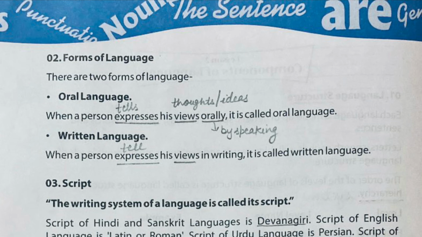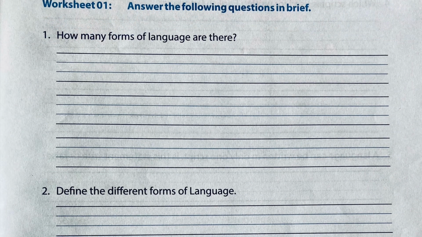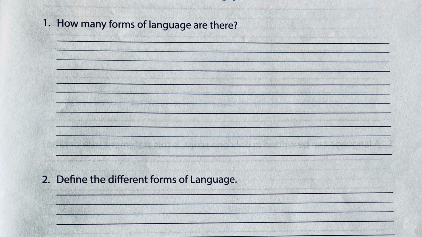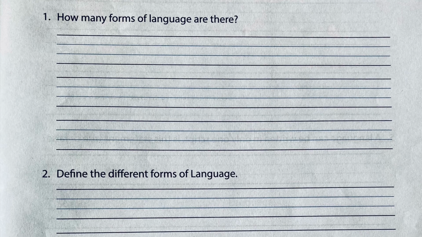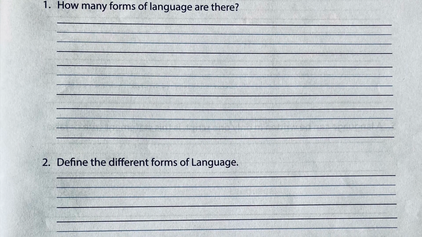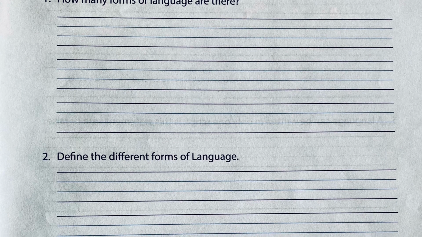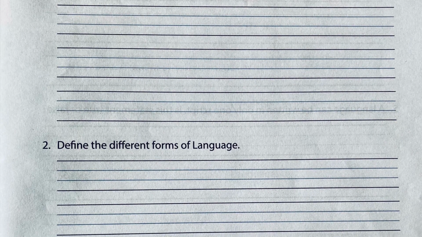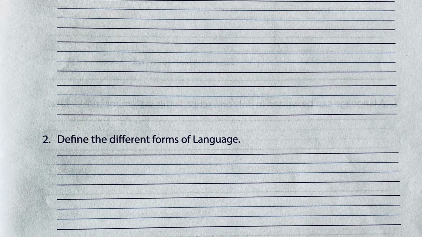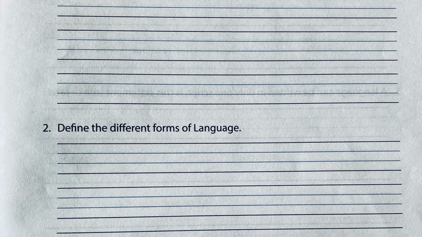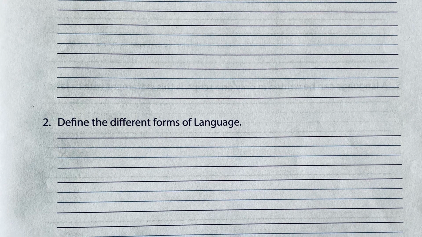Okay, so please try to solve the first and second questions of worksheet 1 on page number 9. Please try to solve it by yourself, because these are very easy to find out. The first question is how many forms of language are there, and the second question is define the different forms of language. So please try to solve these 2 questions.